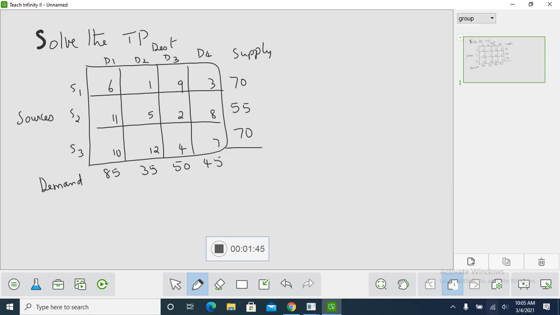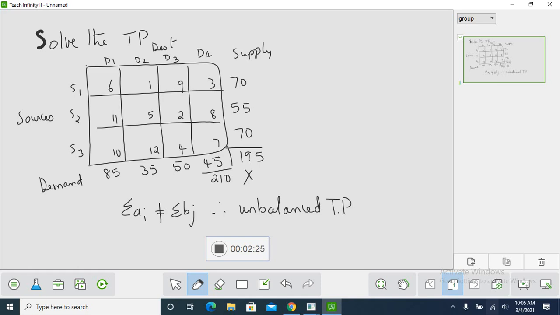So totally here it is 195. Now look at this. Here it is 195 and here it is 210. Therefore, it is not valid. Hence, our sigma Ai is not equal to sigma Bj. Therefore, it is an unbalanced transportation problem.